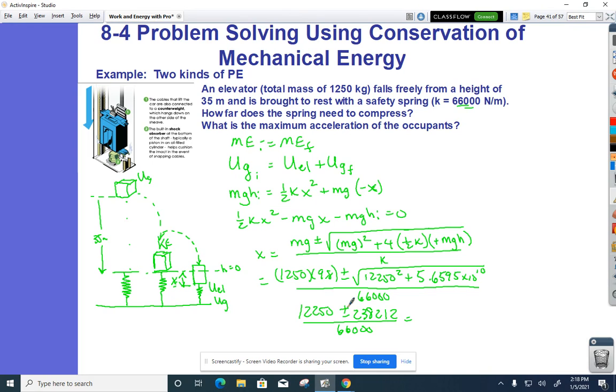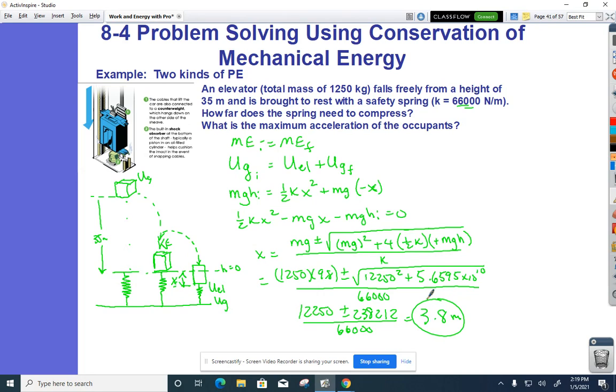So 12,250 plus 238,212. Losing some digits there, so I might have some rounding issues with that. But that's the numerator. Then divide that by 66,000, and I'm getting about 3.795. I call that 3.8 meters. Okay, so that would be its compression distance, how far that thing's compressed.